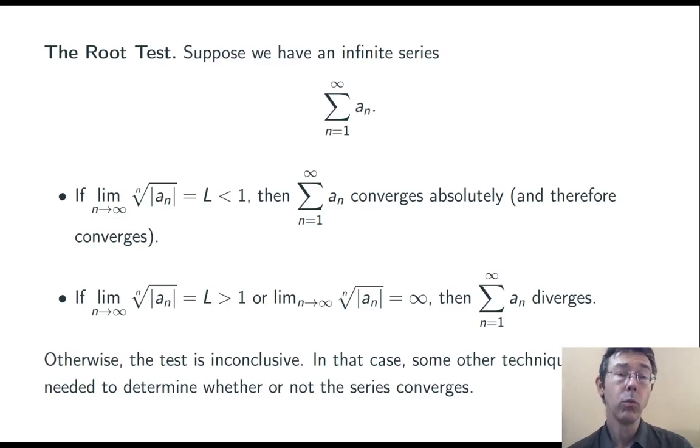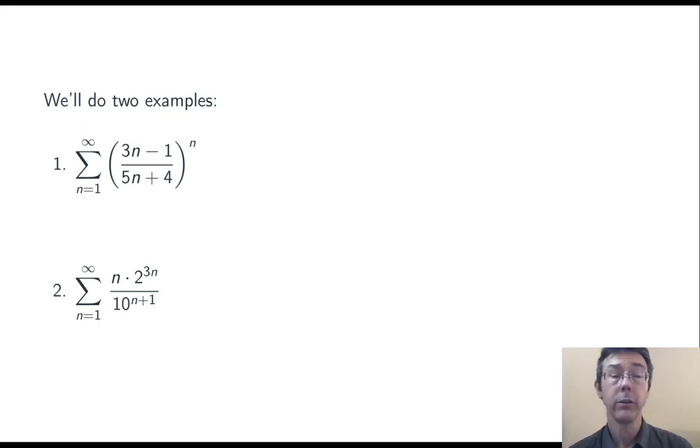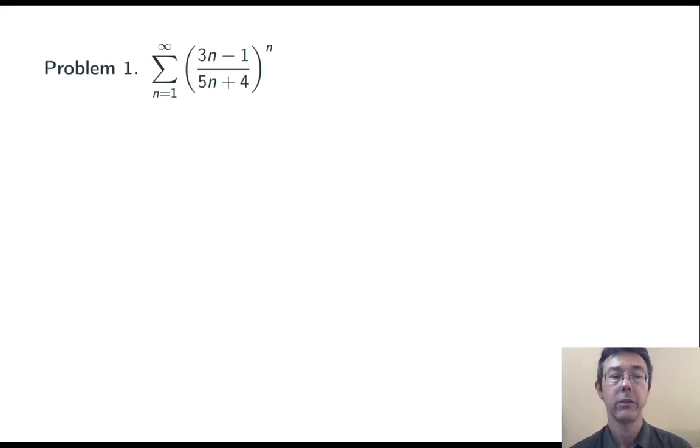If that limit is 1 exactly, then the test is inconclusive, and we need some other technique to determine whether the series converges or diverges. For example, a comparison test. Let's tackle two examples, one at a time. These are both fairly typical of the root test.